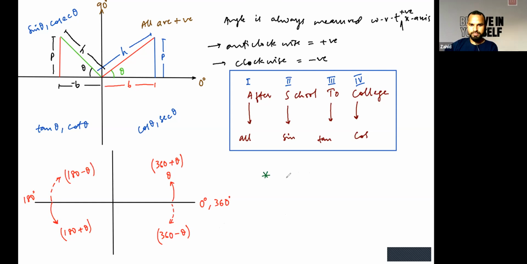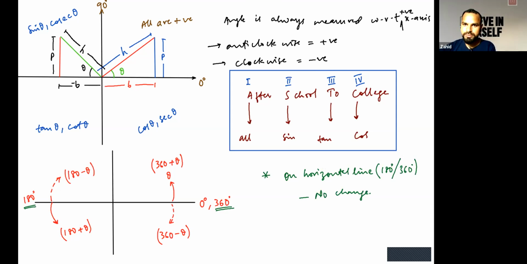Now remember one rule. On the horizontal line, it means an angle containing 360 degree or 180 degree will be termed as the horizontal line. So you may say 180 degree or 360 degree. Then there will be no change in the trigonometric function. So you'll say no change. Just write it down. I'm defining how to calculate values according to this rule.